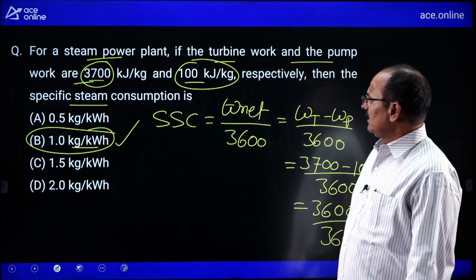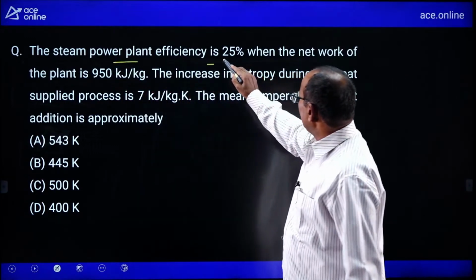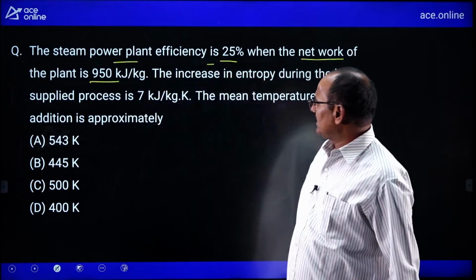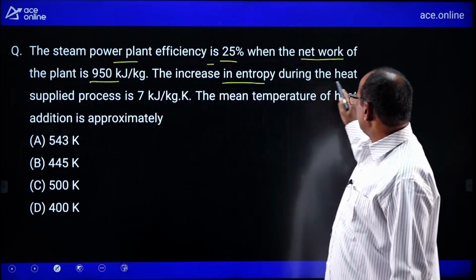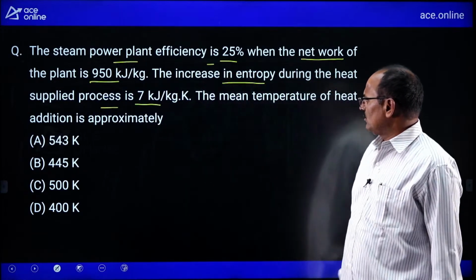Okay, let's look at the next one. The steam power plant efficiency is given as 25%. The net work output of the plant is given as 950 kilojoules per kg. The increase in entropy during the heat supplied process is 7 kilojoules per kilogram Kelvin.